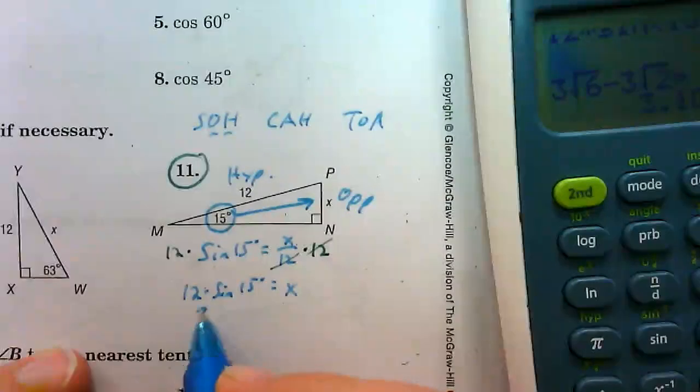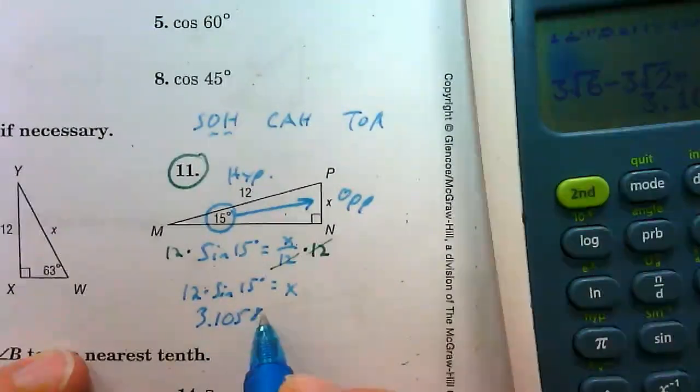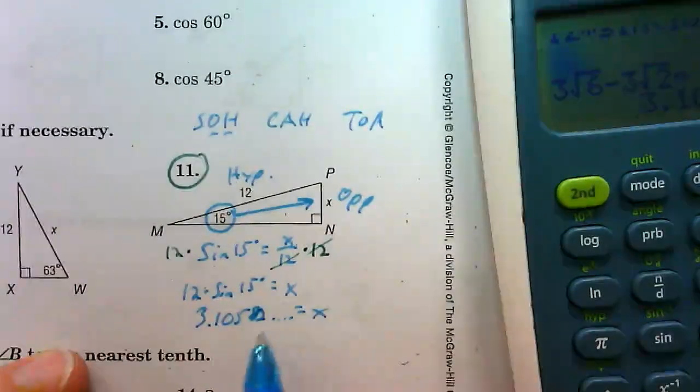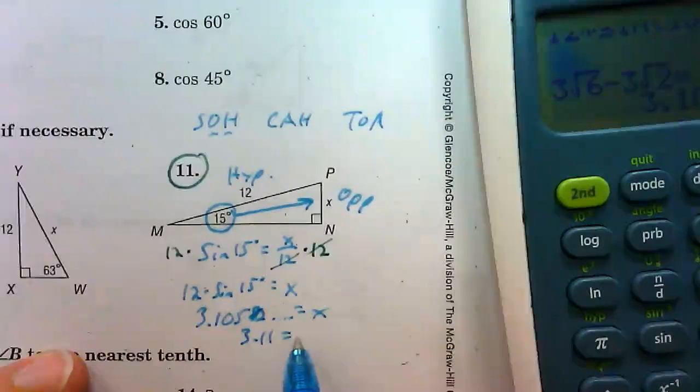So I have 3.10582 and so on equals x. I'm rounding it off to 3.11. Again, that's my answer.